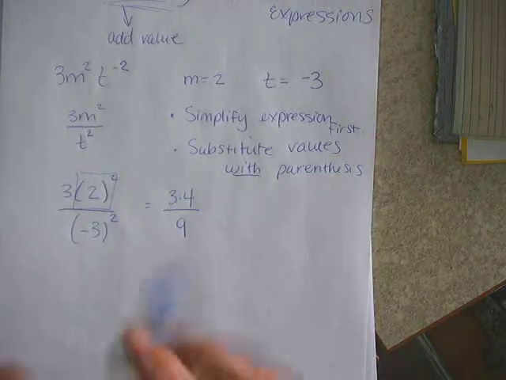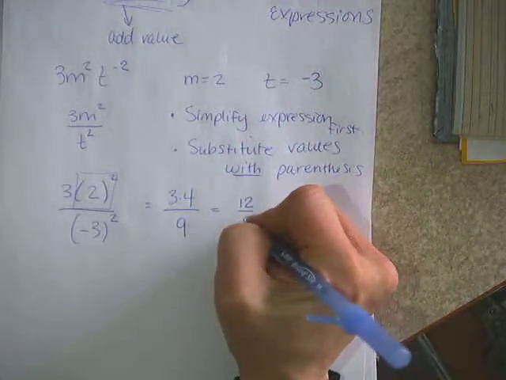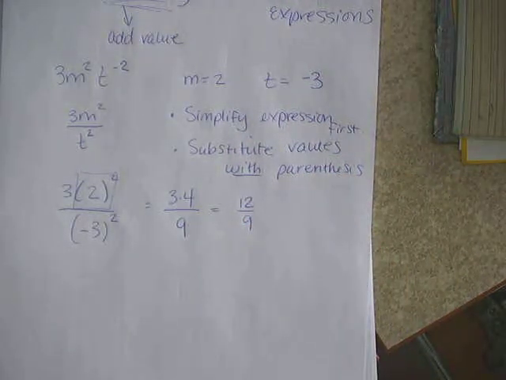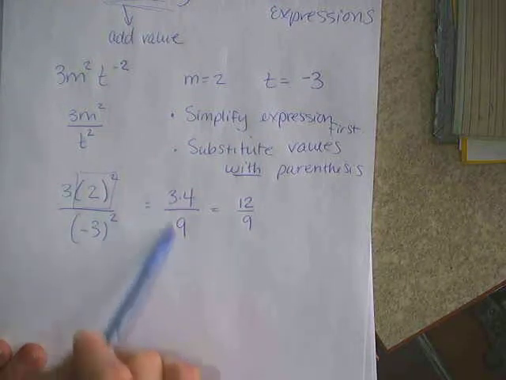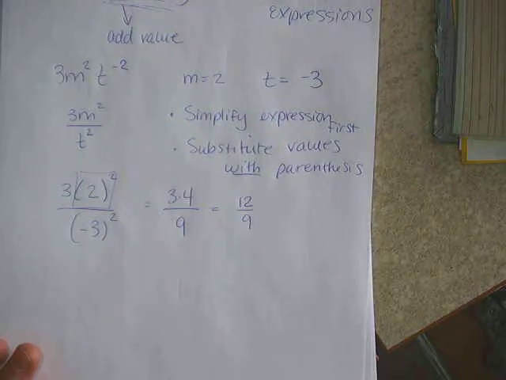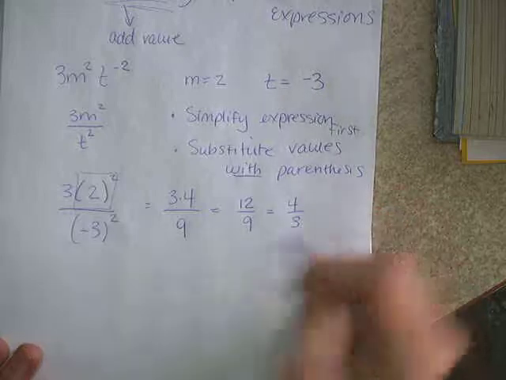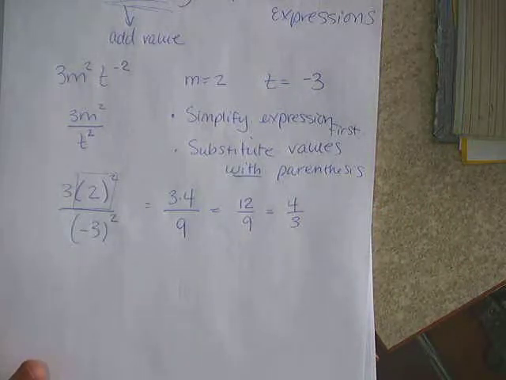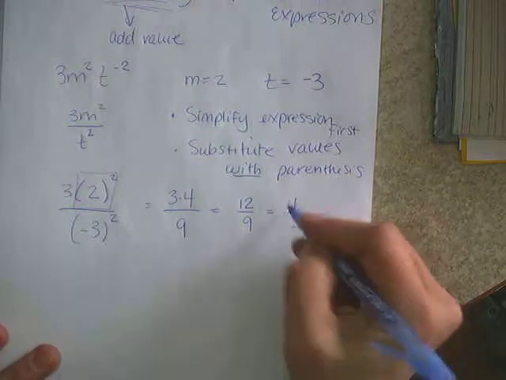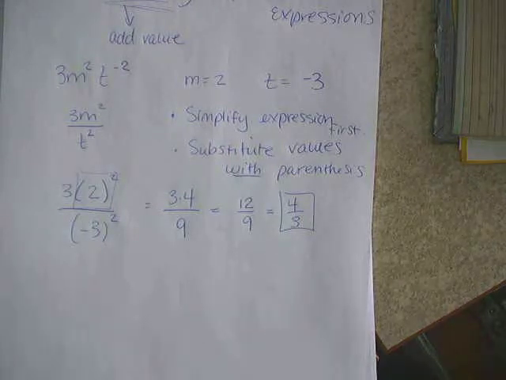Now, I would probably simplify the 3 and the 9. But you guys, if you want, you can go ahead and say we have 12 over 9, which has a common factor of 3. You can see it there, right? You need to simplify that. So if I divide out the 3, I get 4/3. And you can leave your answers improper as long as they're simplified. Okay? So that would be after evaluating.